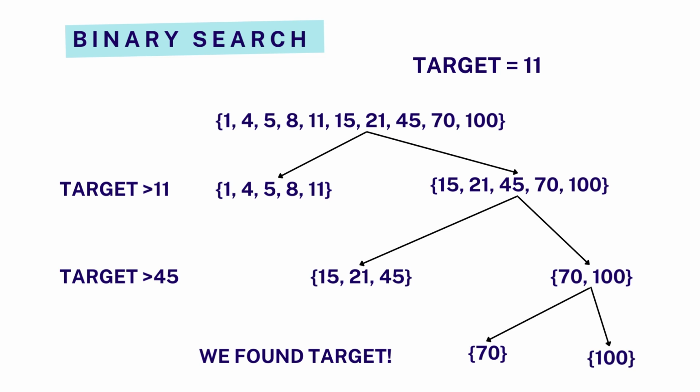We have 5 elements, so we split them into 3 and 2. In this step, we check the last element of the first list, which is 45. 70 is still greater than 45, so we move on to the next list. We ignore the 15, 21, 45 list and go to 70 and 100. This is then split into 70 and 100. Our target is 70, and when we check the first list, we find the target. This is how the binary search works.